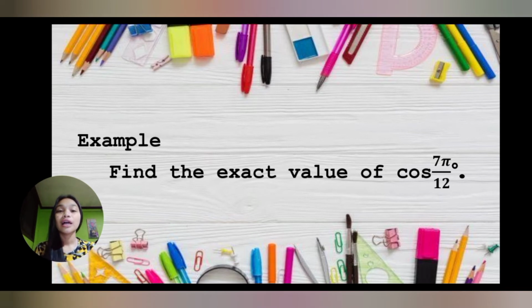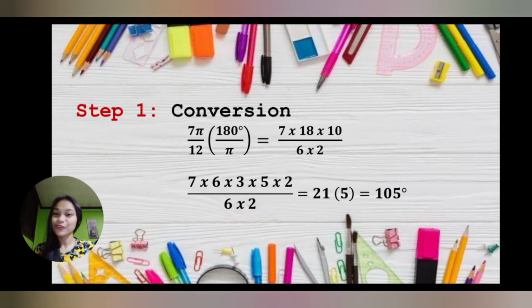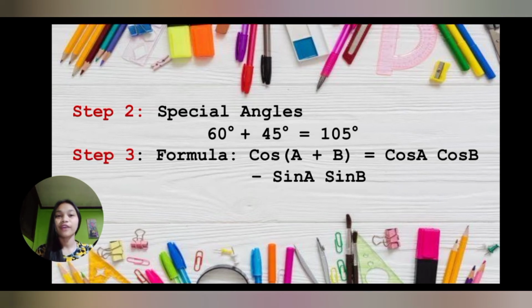Okay, first example, find the exact value of cos 7 pi over 12. First step is we need to convert the radian to degree. So we have 7 pi over 12 times 180 degree over pi radian. We can go with the answer of 7 times 18 times 10 over 6 times 2. So 7 times 3 times 5 times 2 over 2 is equal to 21, and 21 times 5 is equal to 105. That is the conversion. That's step 1.